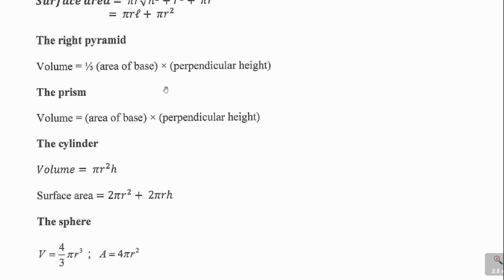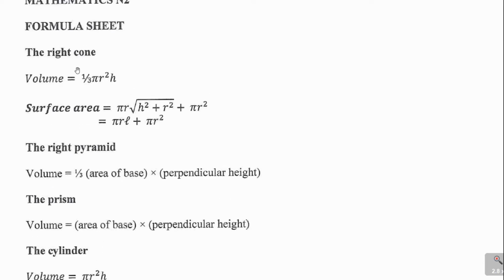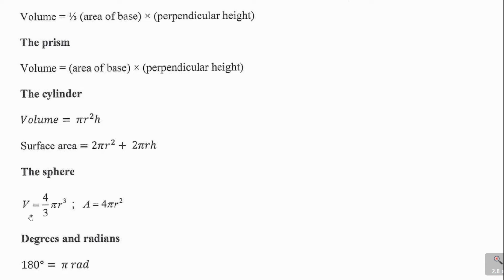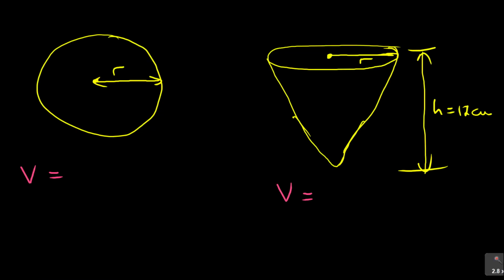So this is what you're supposed to write down. Volume of a cone, 1 over 3 pi r squared h. Volume of a sphere, 4 over 3 pi r cubed. So let's come here and write these formulas. Volume of a sphere is 4 over 3 pi r cubed. Volume of a cone here is 1 over 3 pi r squared h.